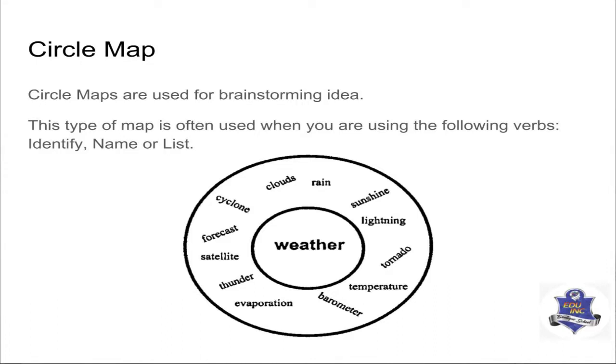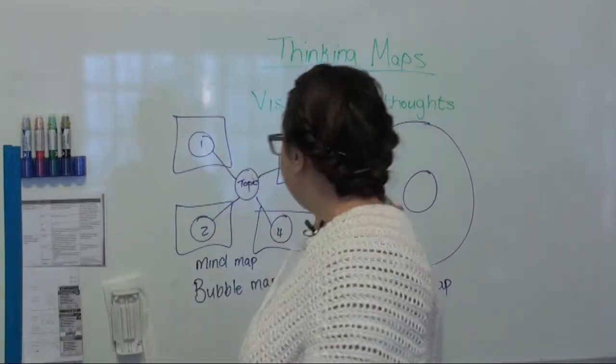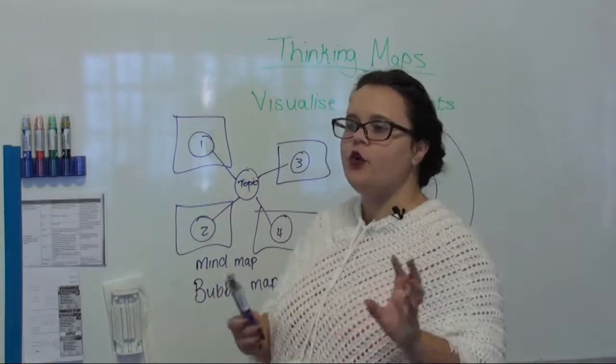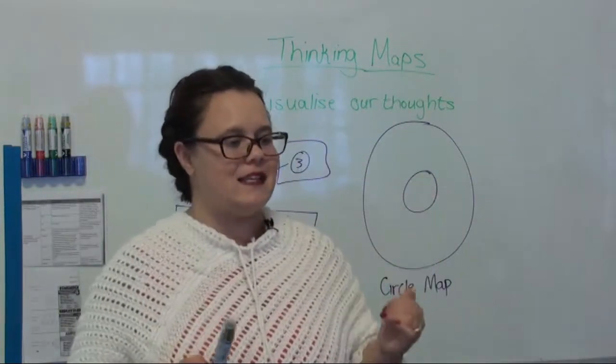So you love your circle maps, right? Okay, so a circle map is great if you don't need to provide a lot of information, where you're really just looking at keywords. A bubble map is great if you are explaining things.